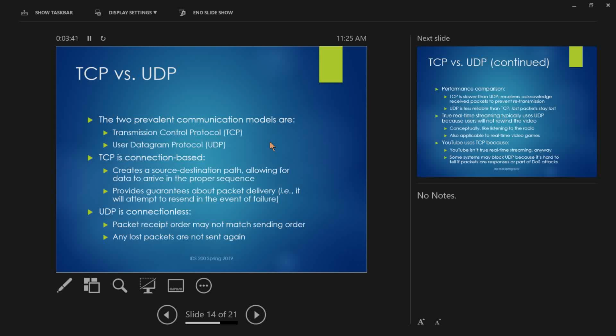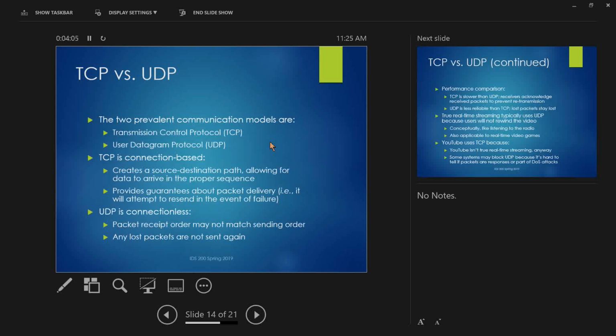UDP, on the other hand, is connectionless. So connectionless basically means fire and forget. Every packet that the source pushes out toward the destination, it says, well, there you go. Hope you get there. Good luck. Okay. There's no guarantees about delivery. So if some packet doesn't make it from one router to the next along the path, oh well, you just don't get it, right? There's no retransmission.